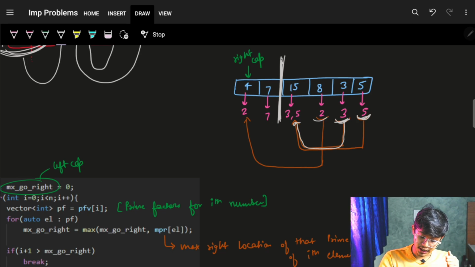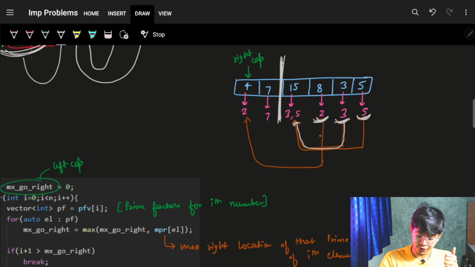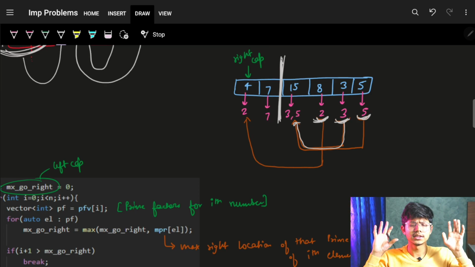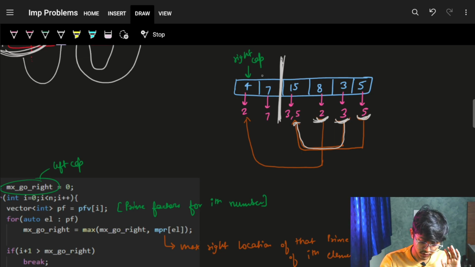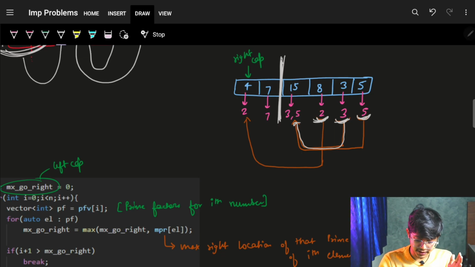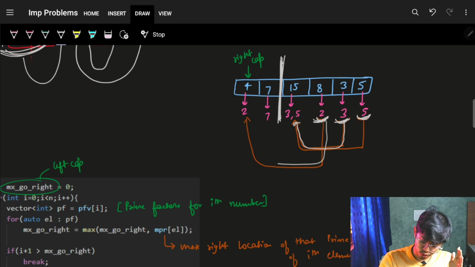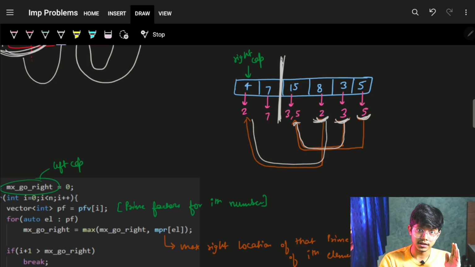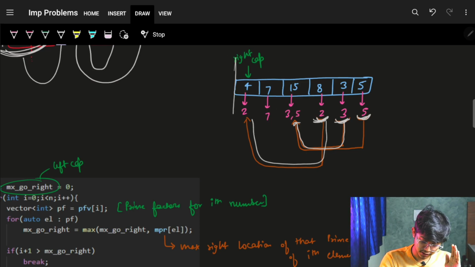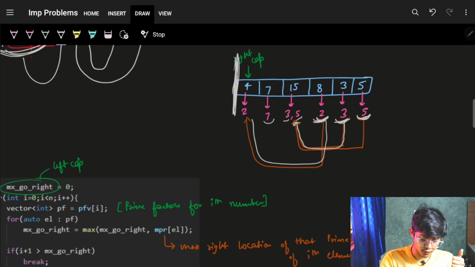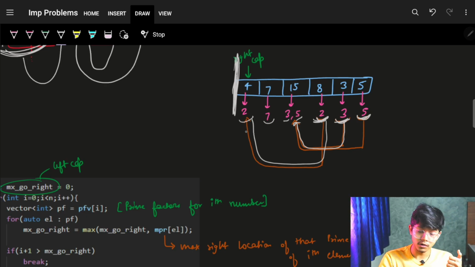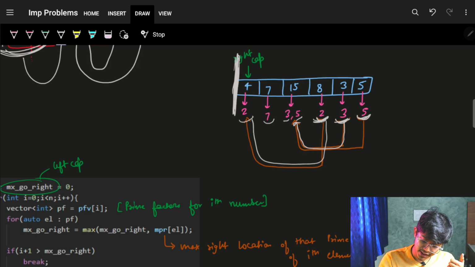Good. 8. Its factor is 2, so I need to look for any location which has 2. Okay, it should be less. My right bar should be less than that. So I look for 2. Oh, it's beyond my right bar. I need to shift my right bar. I shift my right bar. I go on 3 and 5, not found. Okay, good. My right bar is safe. My 7, not found. My right bar is safe. My 2, not found. My right bar is safe. Oh, my right bar is right here.